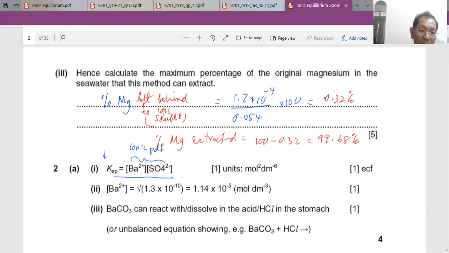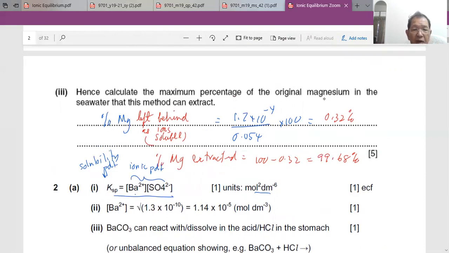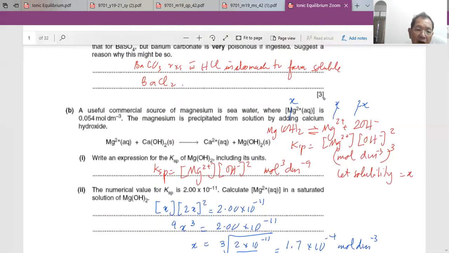It's called the solubility product. So the words are very important. Solubility product. They ask you for units as well. Remember, it's moles per dm cubed, because Kc is moles per dm cubed. The square of it is mole squared per dm to the power of minus 6. So the expression always comes up.